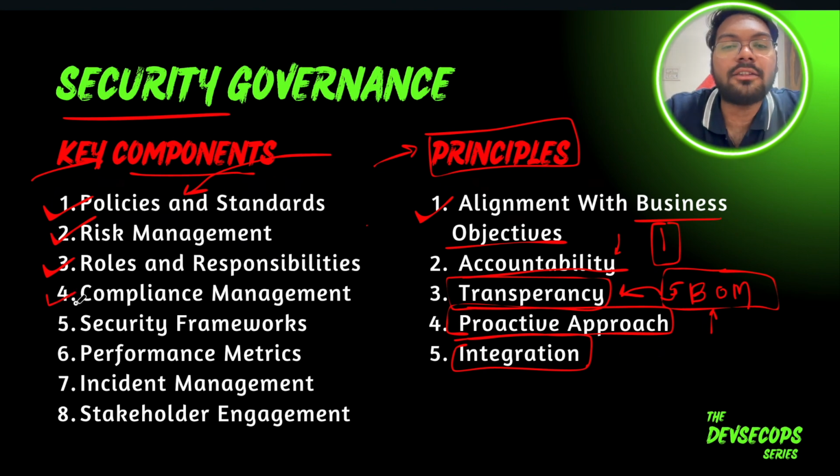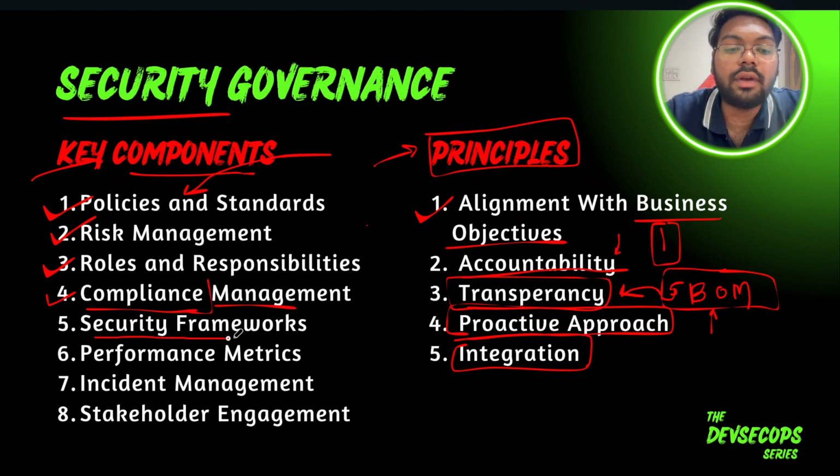Then next is compliance management. As we have discussed, we have to comply with different bodies or different frameworks. So we will be talking about what the different frameworks and standards available in the industry are. You have heard about FedRAMP, NIST, ISO, GDPR, a lot of different things. These are the frameworks that we have to comply with.